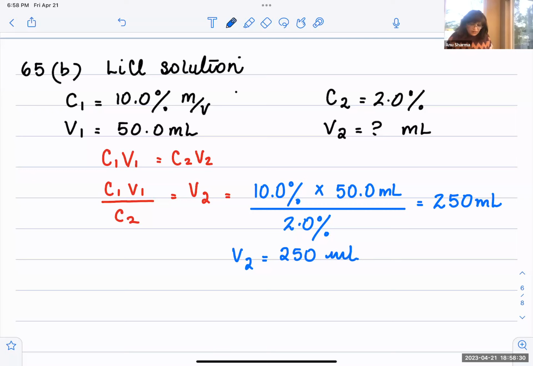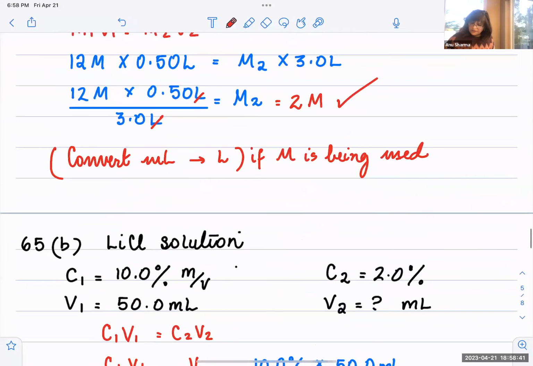It's very simple. Okay, so this is problem number 65, and part B I did, which the answer from the book is also correct. So these are correct answers.